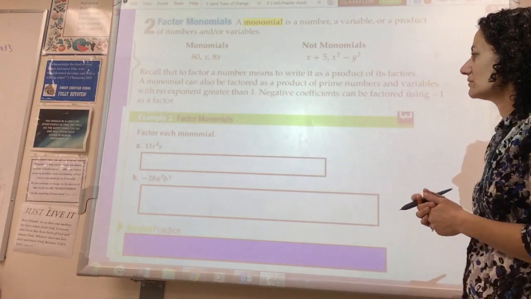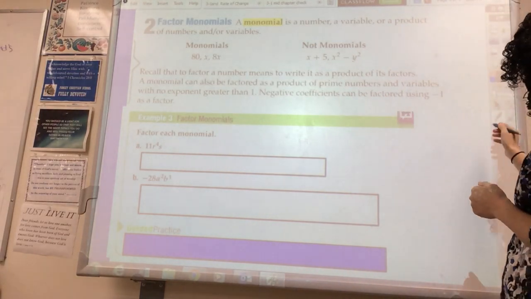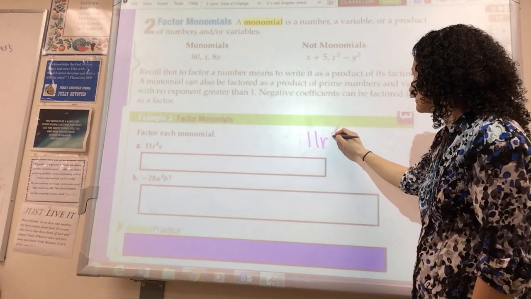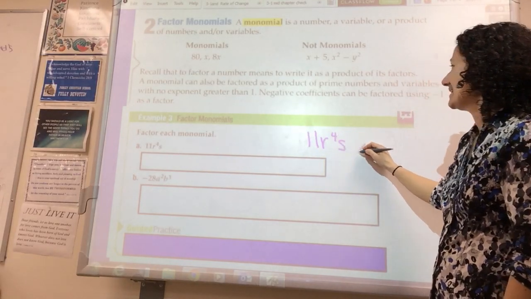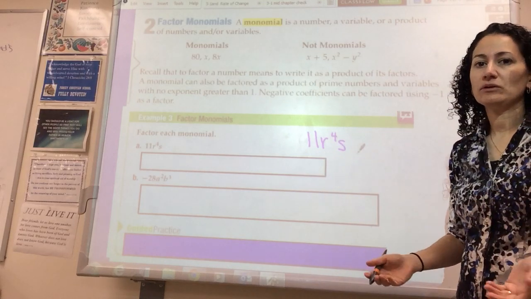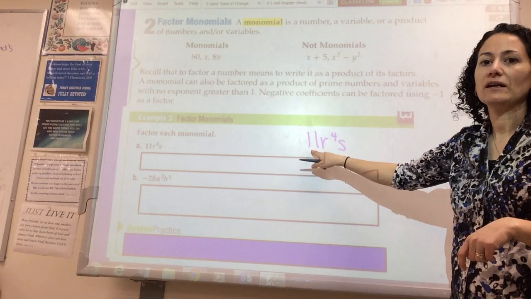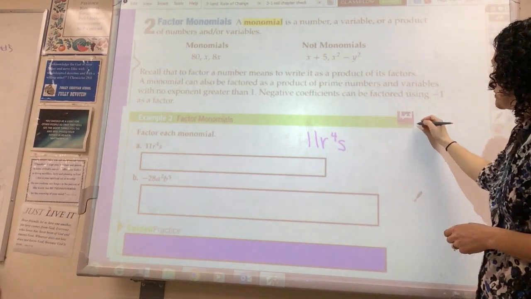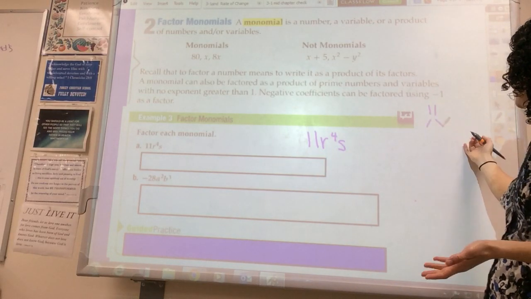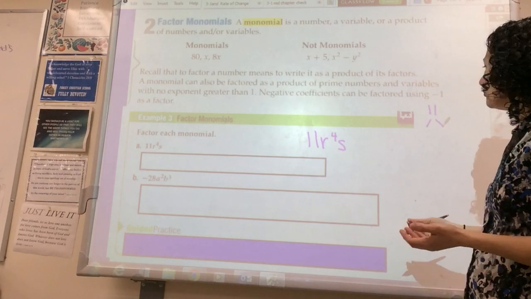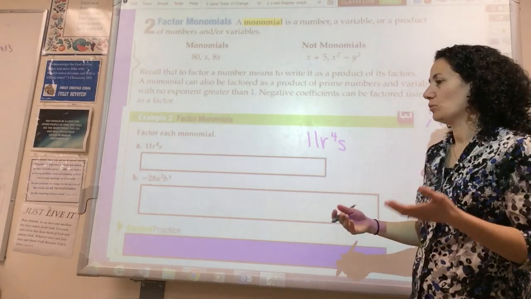You can factor these as well. It's pretty easy. Take a look at this example. 11r to the 4th power times s. If I want to factor a monomial, I follow the following steps. First thing I do is make a factor tree for the number. All right, that's going to be easy because 11 is prime. 11 is a prime number. There are no factors for 11 other than 1 and 11.